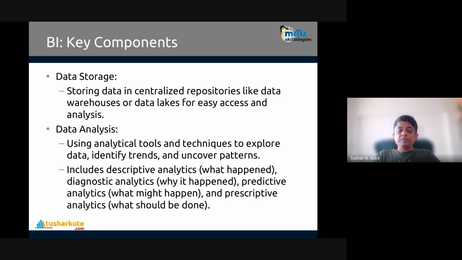Descriptive analytics means they are going to analyze what has happened in the past. That's called descriptive analytics. In diagnostic analytics, we ask why this has happened. The reason behind the happening is identified.